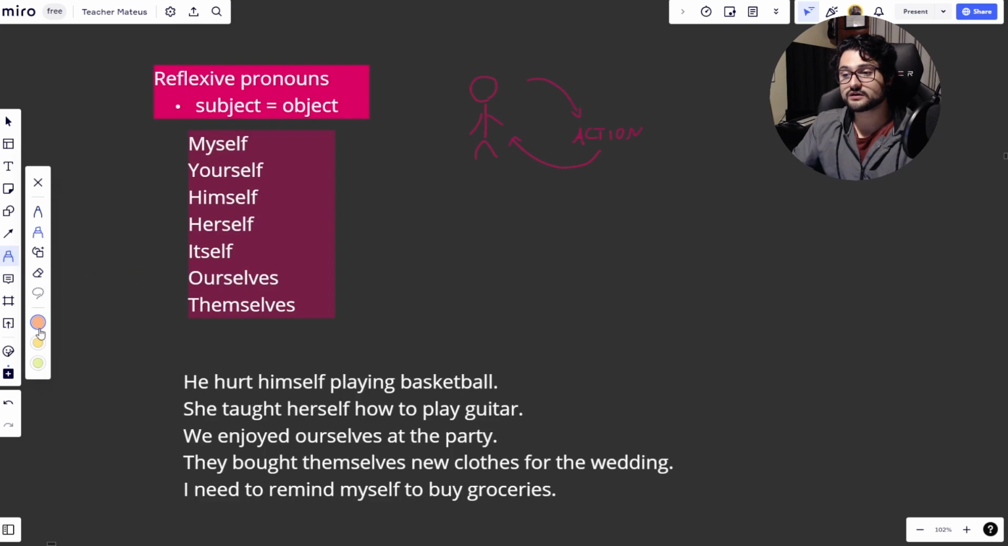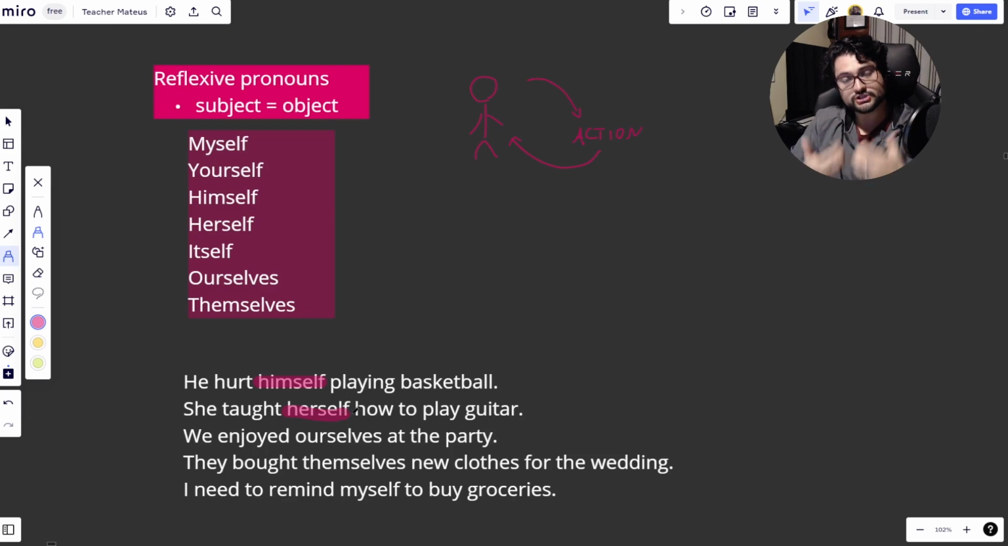Let's edit this color there. He hurt himself playing basketball. So he hurt himself. Nobody hurt him. He hurt himself. She taught herself how to play the guitar.